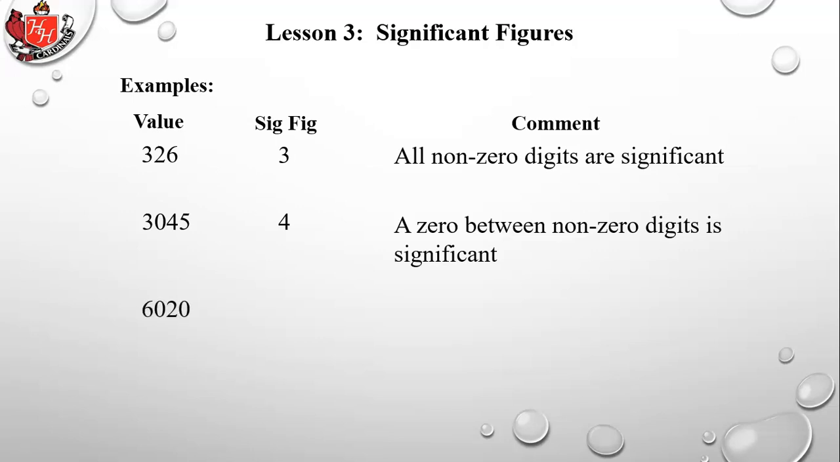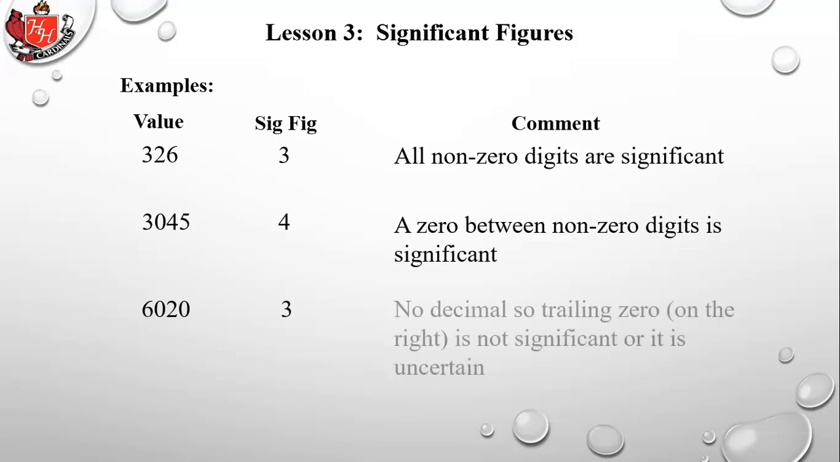6020. And there's no decimal point. So that's 3 significant figures. No decimal. So the trailing zero, that's the one furthest on the right, is not significant, or it's uncertain. Some books will say it's not significant. Some will just say it's uncertain.